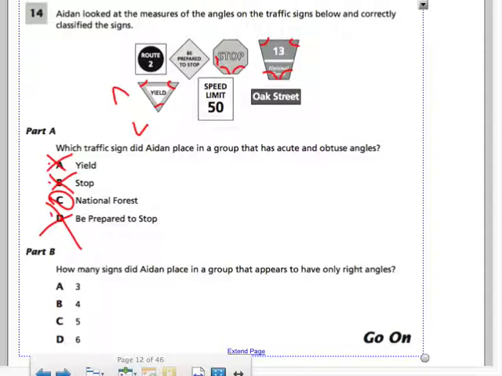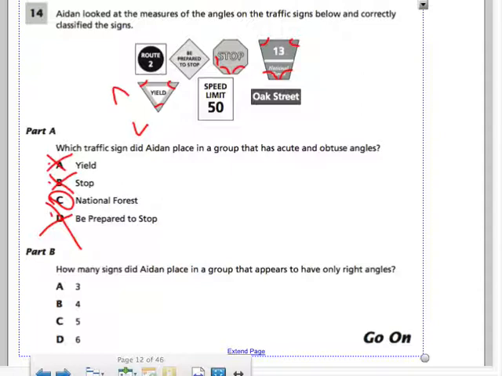Well, I'm glad you noticed that, because look at part B. How many signs did Aiden place in a group that appears to have only right angles? Be careful. They're not asking you for which sign has only right angles. They're asking you for a number. How many only have right angles? Can you find them all?